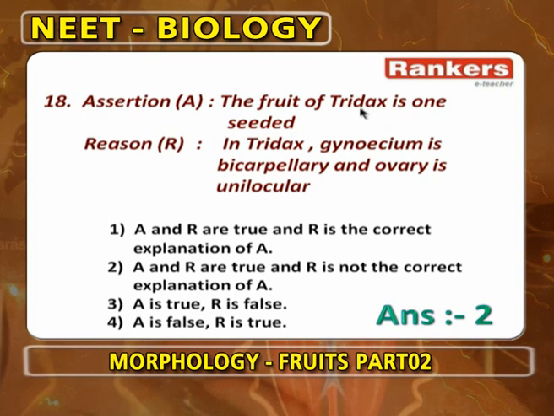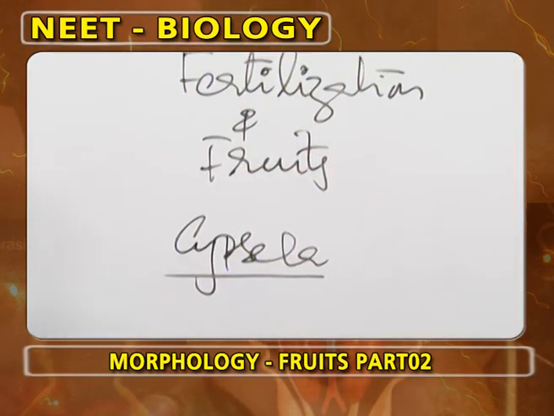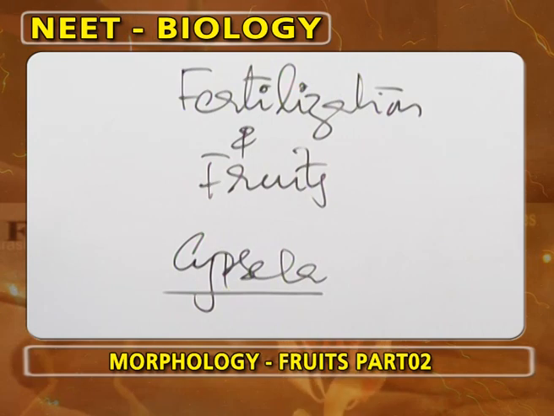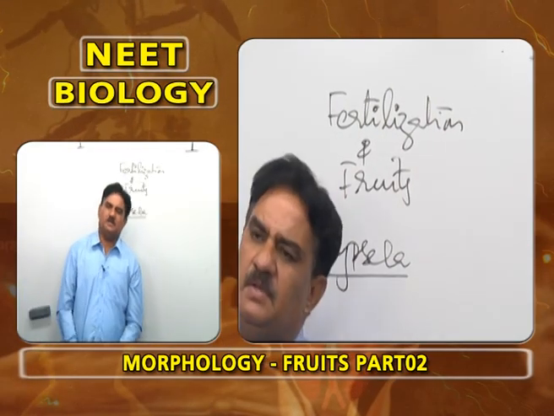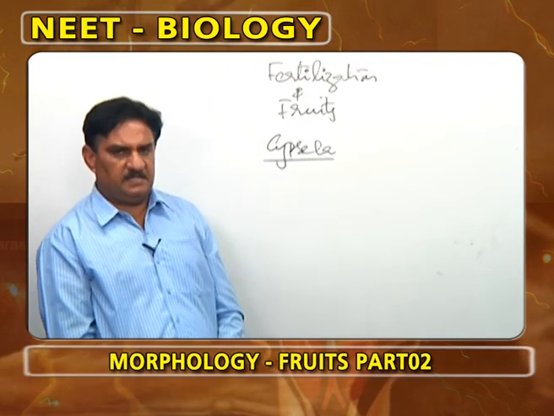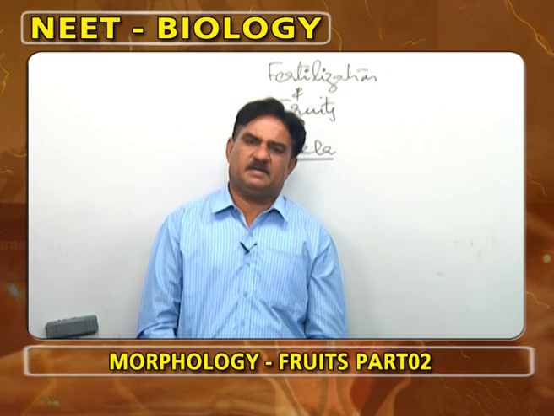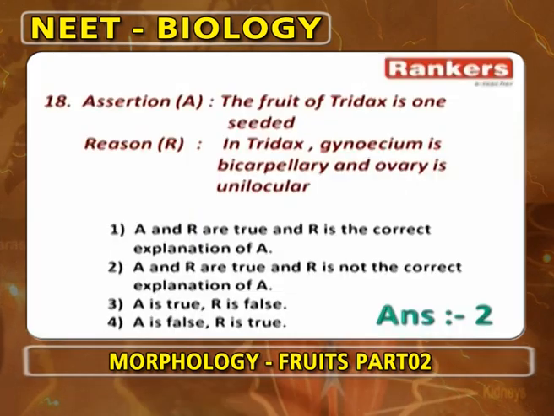The fruit of Tridax is one-seeded. The fruit in Tridax is cypsela. Cypsela is the fruit of the family Asteraceae. It develops from a bicarpellary, syncarpous, unilocular, inferior ovary. The fruit shows persistent hairy pappus that helps in the parachute mechanism of dispersal. So the fruit of Tridax is one-seeded is correct.